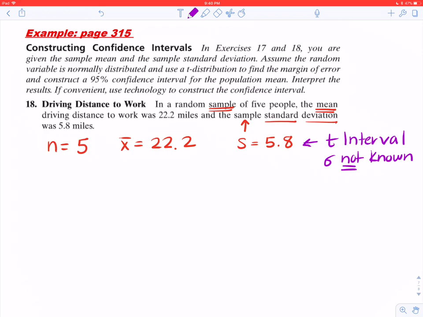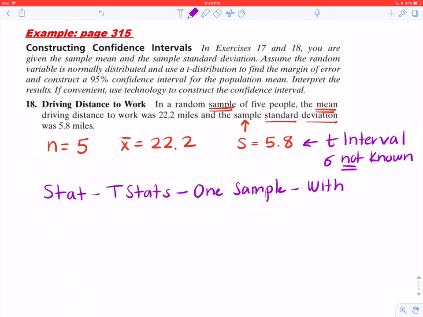Now, you saw T-stats when you did this the first time, so you can probably guess here you're going to go back to stat. But this time you're going to choose T-stats. Again, because you don't know sigma. All right, for the rest, you're going to do it the same way. It's a one sample. And in this case, we don't have the data, we have the summary statistics. So you're going to do with summary.